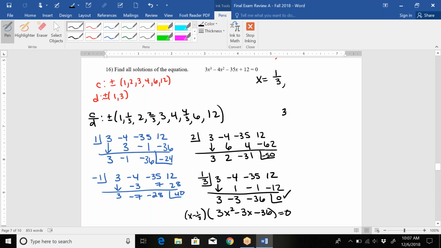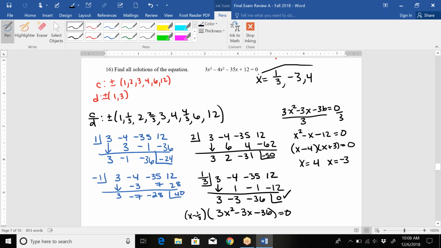So you can set 3x squared minus 3x minus 36 equal to 0. And since this is quadratic, we should be able to solve it without using synthetic division. I would divide a 3 out first. As long as you do it to both sides, you're okay, just because that makes that a little bit easier to deal with. And it looks like this is factorable. So that would be an x minus 4 and an x plus 3 because it multiplies to -12 but adds to -1. So our other two solutions were integers. They were nice numbers. So -3 and 4 are also solutions.